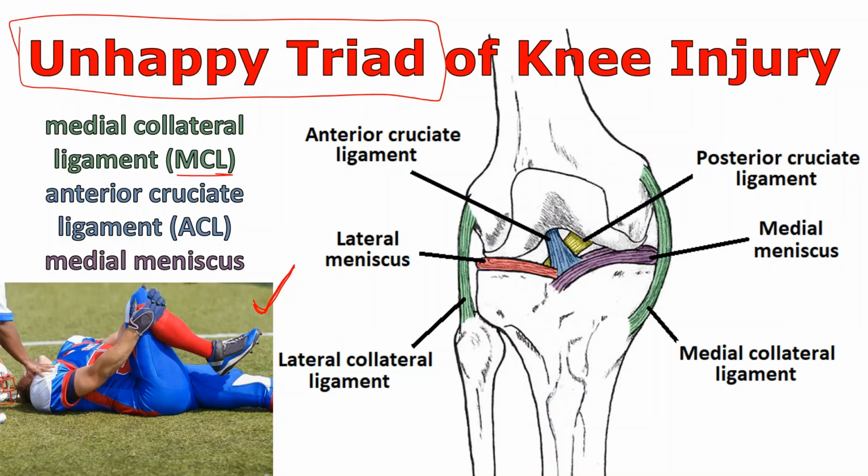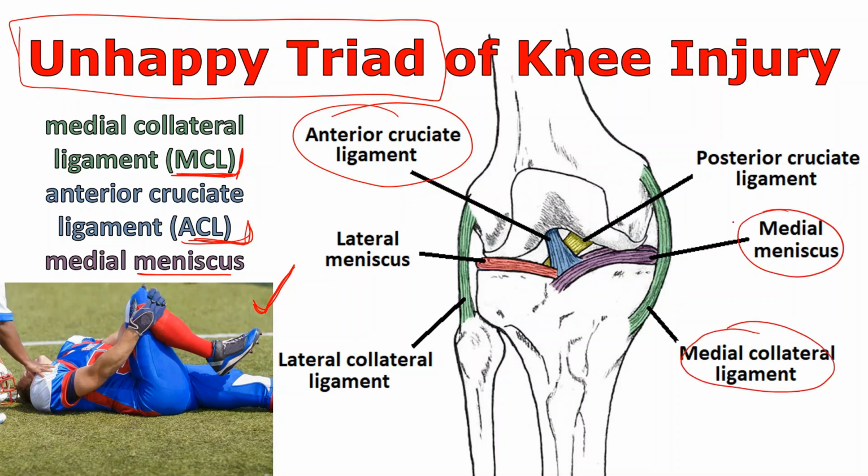And that is doing something, pulling, stretching, tearing the MCL, medial collateral, the ACL, anterior cruciate ligament, and the medial meniscus. So that would be the ACL here, just to show you again, and the medial collateral ligament over here, and the medial meniscus. If all 3 of those were torn, ruptured, stretched in some way, we would call this an unhappy triad, and it may take months and months to fully heal from this kind of damage.